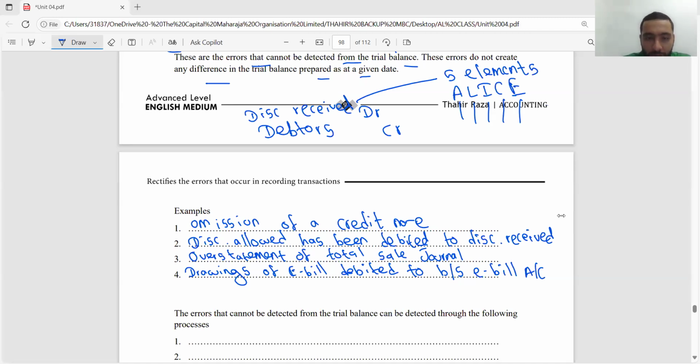Yes, very good, very good. Right? So the trial balance will still tally. Why? The debit side and credit side are equal, but there will be an error. Okay, right? So this is what is discussed in number 2. Number 1 and number 2 are done. And then overstatement of sales journal, right? So very simple. Again, the same thing. It will tally. Drawings of electricity bill debited to business electricity bill account.